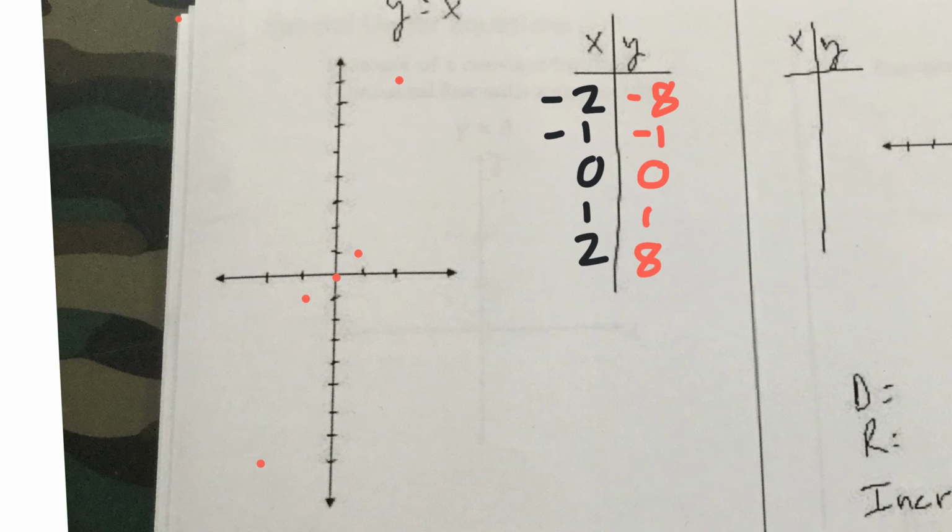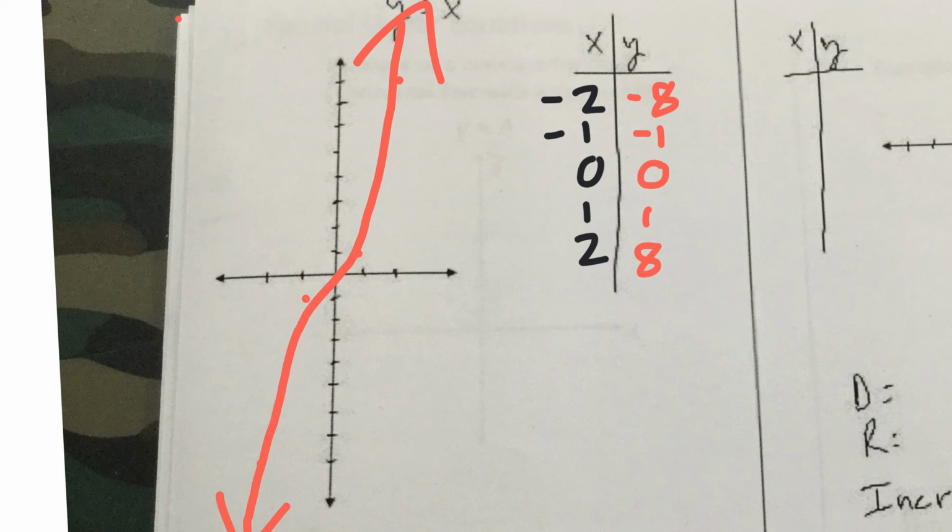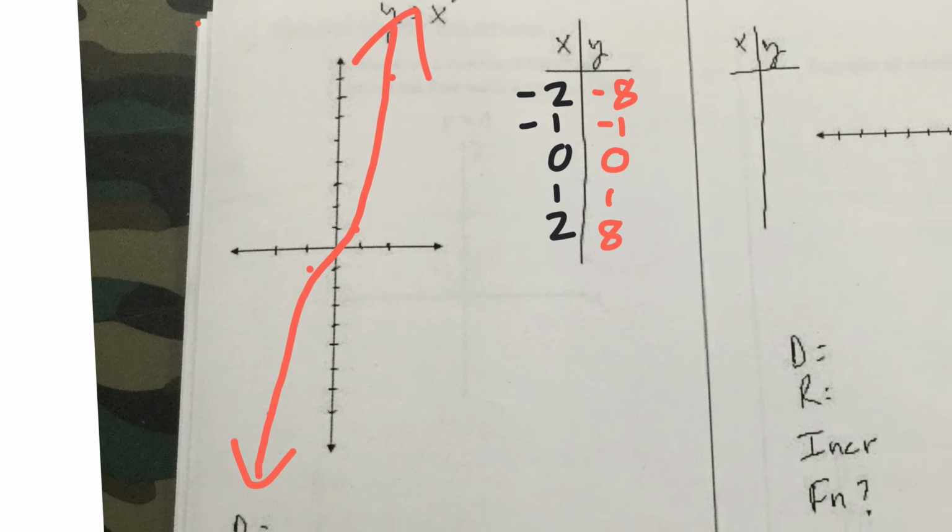Okay, so the graph of a cube function, that's not very good. That's better. Looks something like that. It's a parabola, but half of it is upside down.